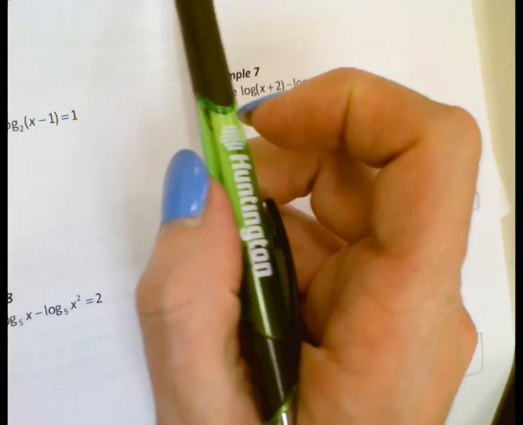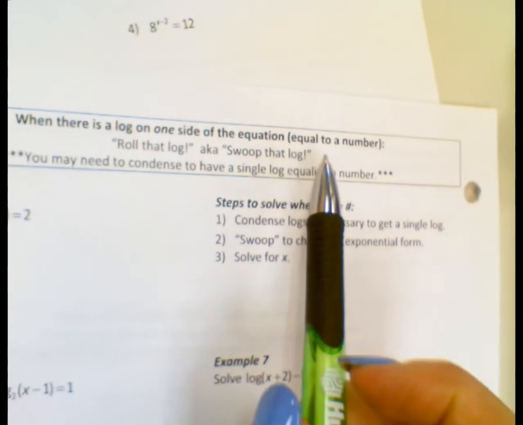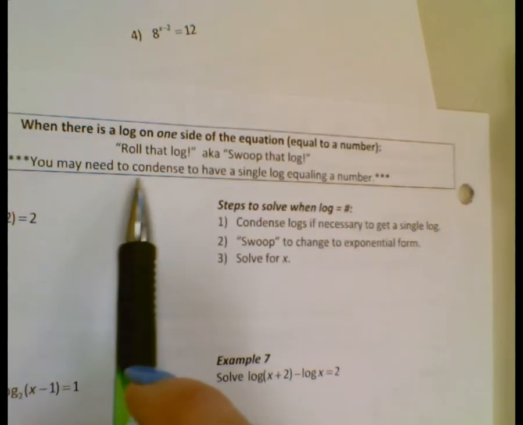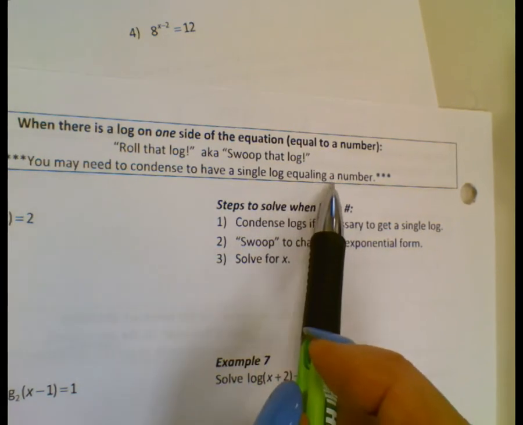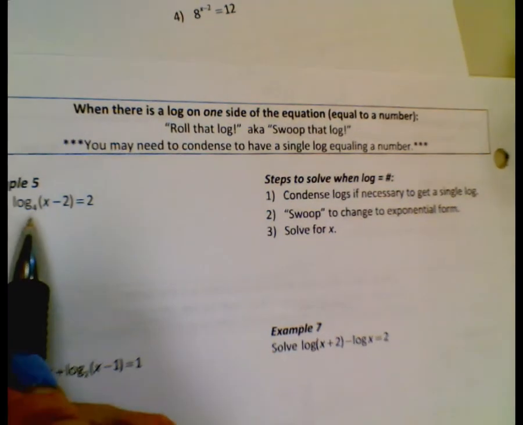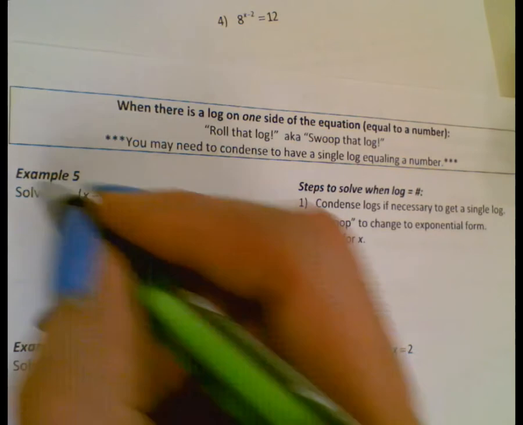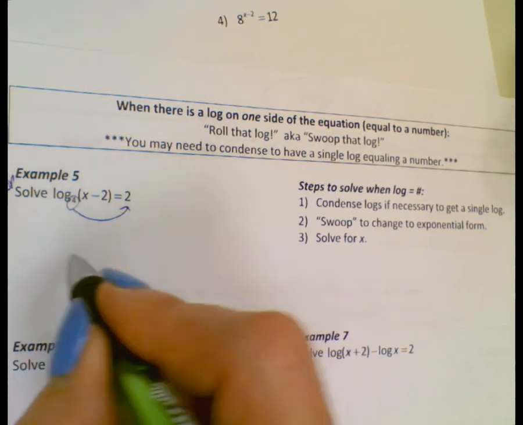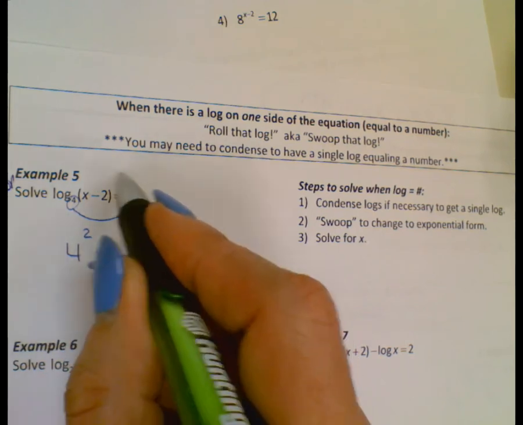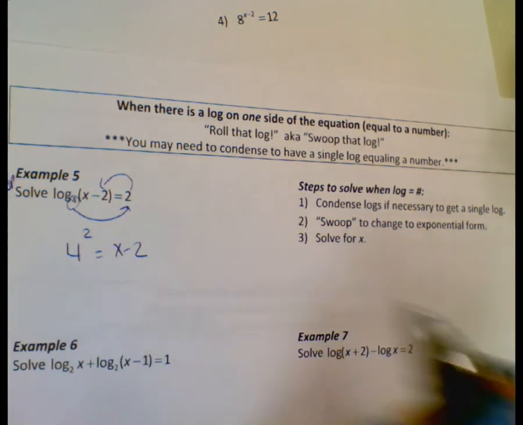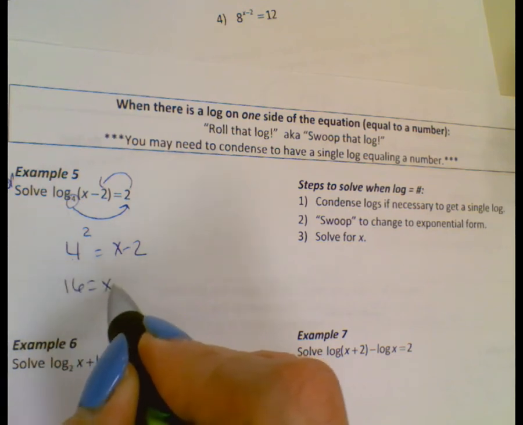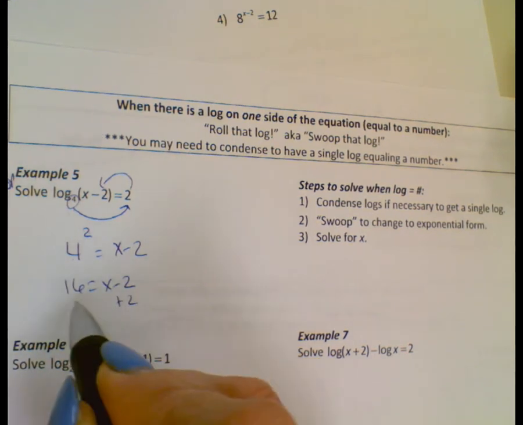So when there's a log on one side of the equation equal to a number, roll that log, aka swoop. We did this in the last notes. You may need to condense to have a single log equaling a number. This is a single log, so we're going to swoop. We're going to take that 4 and we're going to swoop over and pick up the 2. And that's going to be equal to x minus 2. So 4 squared is 16. We're solving for x, so add 2.